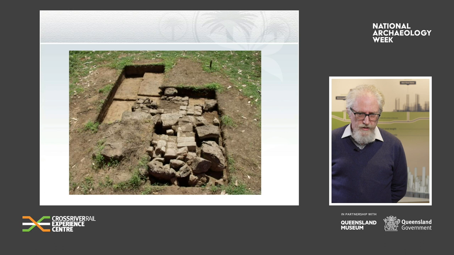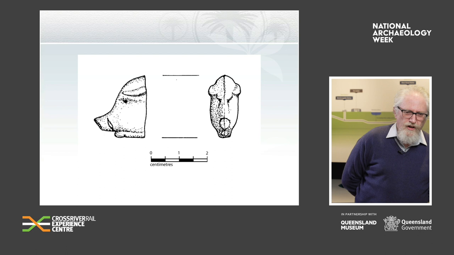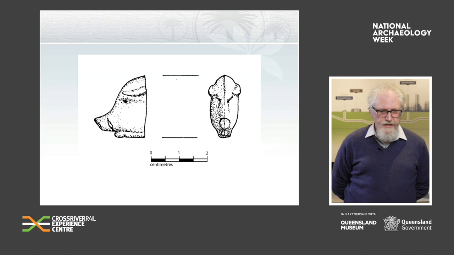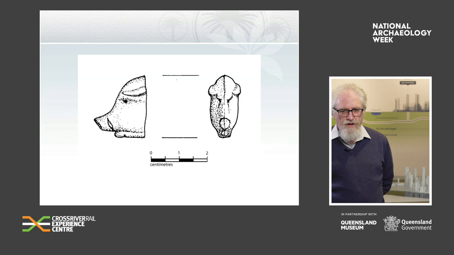One of the most interesting finds we found at the police station excavation was this pig's head. It's made of metal. It's actually the top of a vesta case, and a vesta case held matches. So this was the hinged top of a small matchbox.